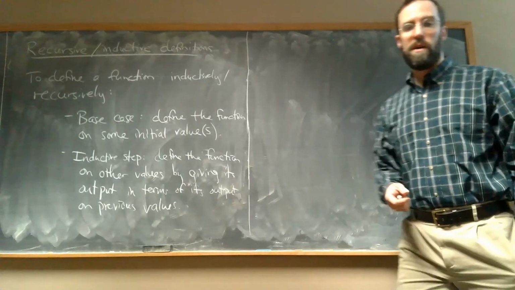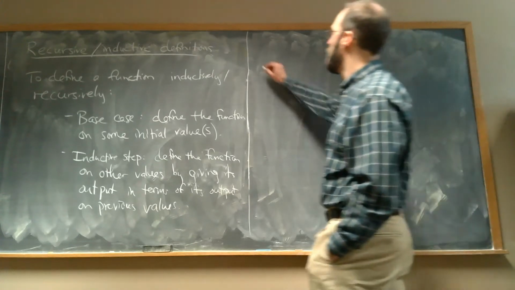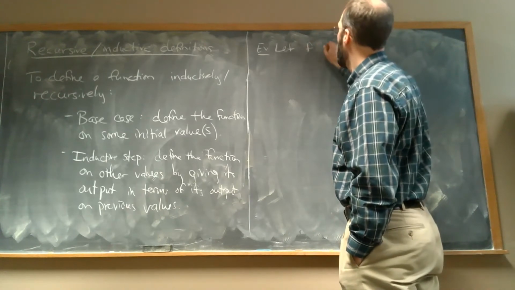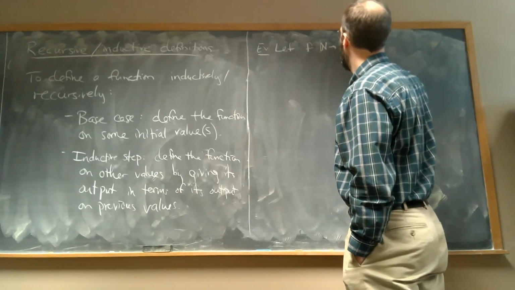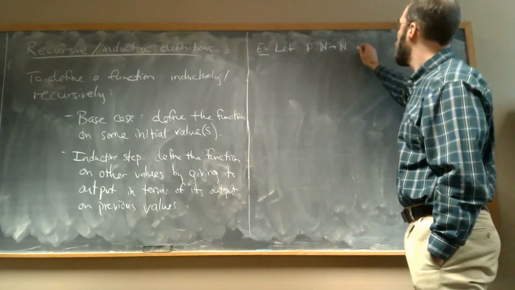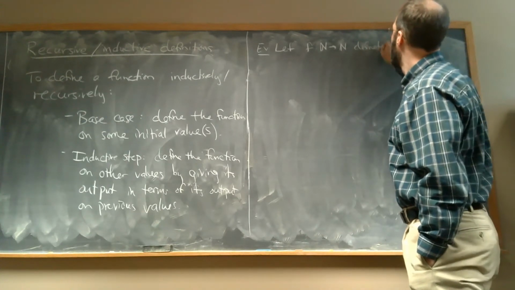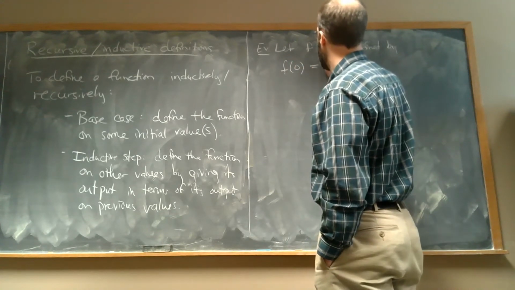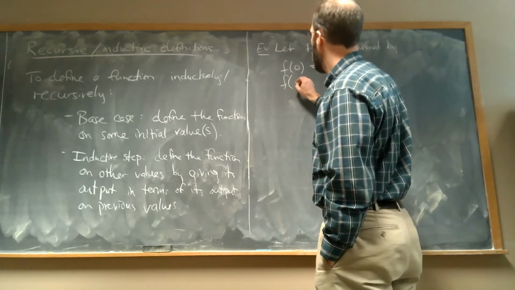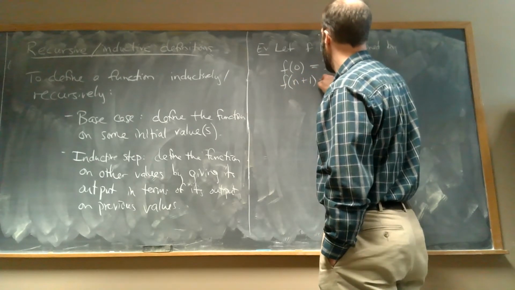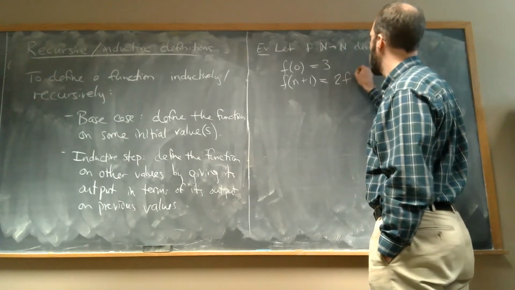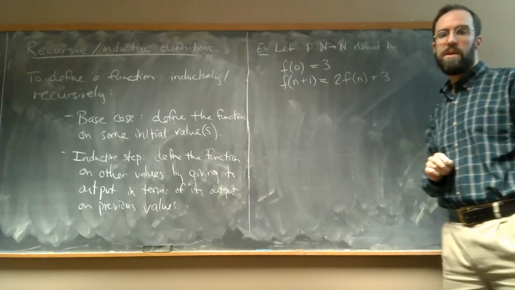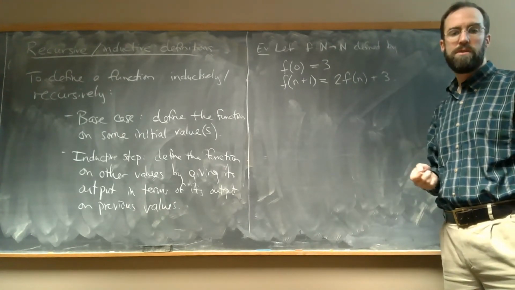Okay, so let's do a quick example. So let's let f be a function from natural numbers to the natural numbers, defined by, I'm going to say f of 0 is equal to 3, and f of n plus 1 is equal to 2 times f of n plus 3. Okay, so this is an inductive definition of f, or we could say a recursive definition.